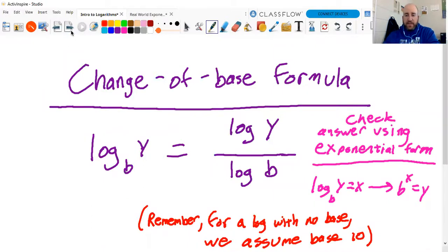All right, change of base formula. Again, I'll pause for about 10 seconds. Y'all pause the video and write it down, and then I'll talk about it.